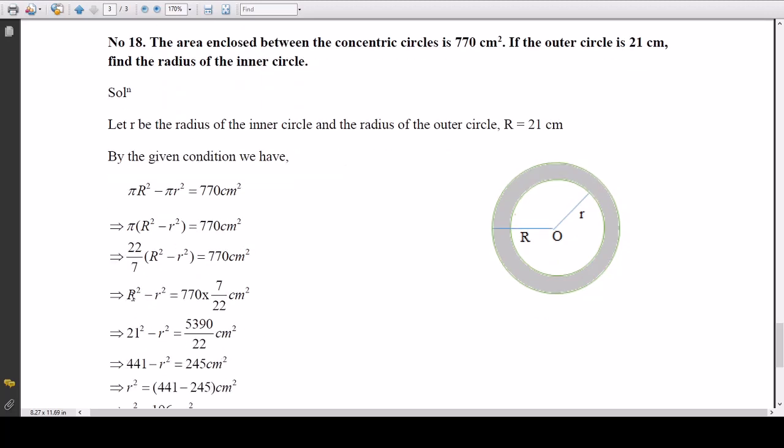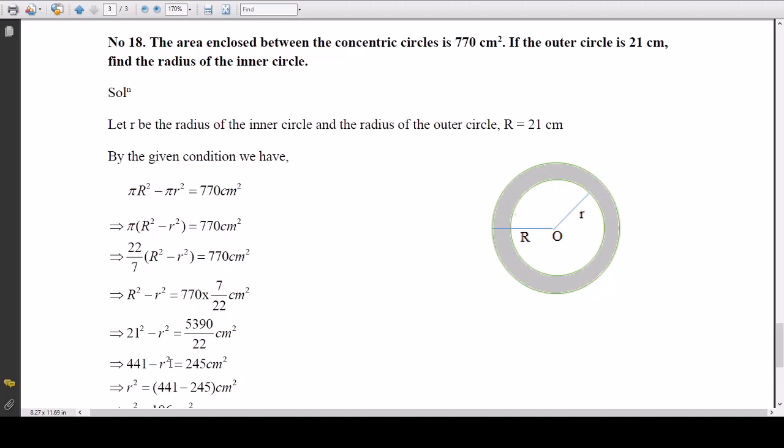But capital R is given to be 21 centimeter, isn't it? It is given in the question that the outer radius is 21 cm. Therefore substituting the value of R here, 21 square minus r square equals this much. 21 square is 441 minus r square equals, if you do the cancellation you will get 245.